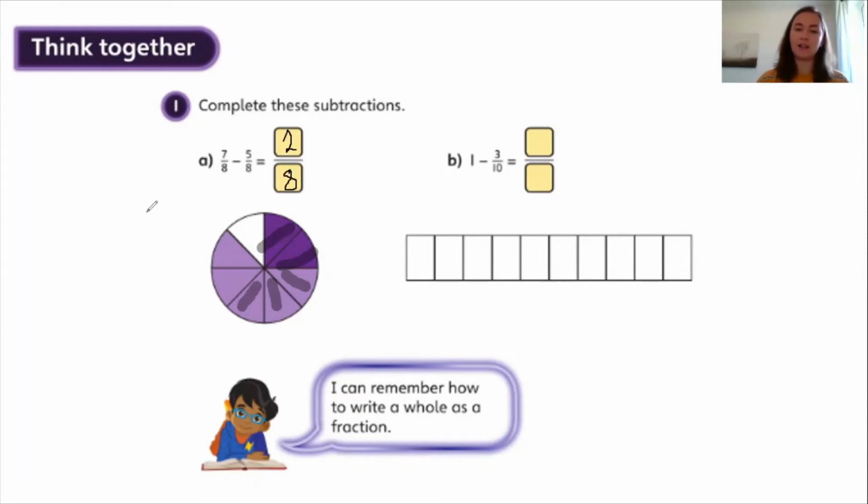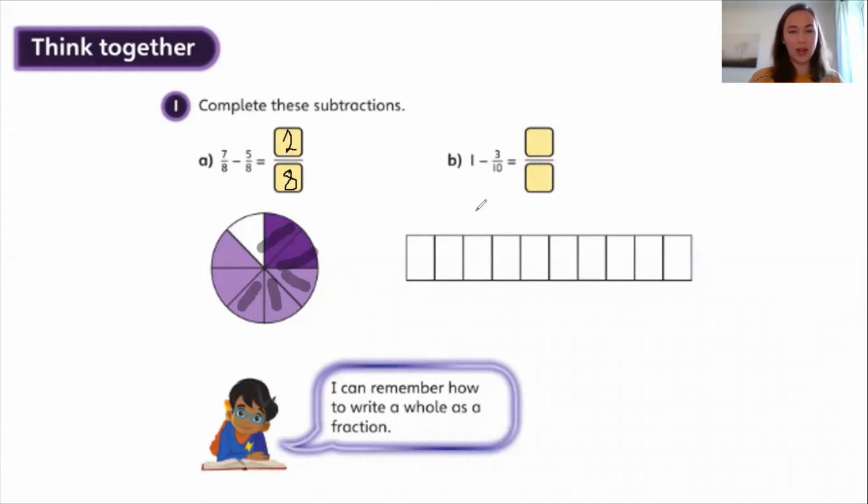Have a go at question B. 1 take away 3/10. Use this bar to help you here. How many will be coloured in if 1 is our starting number? Pause the video, have a go on some paper and then come back to work out the answers with me.